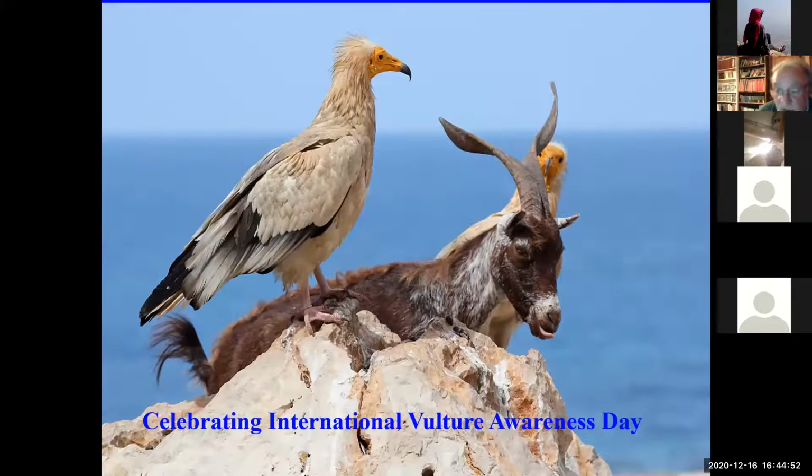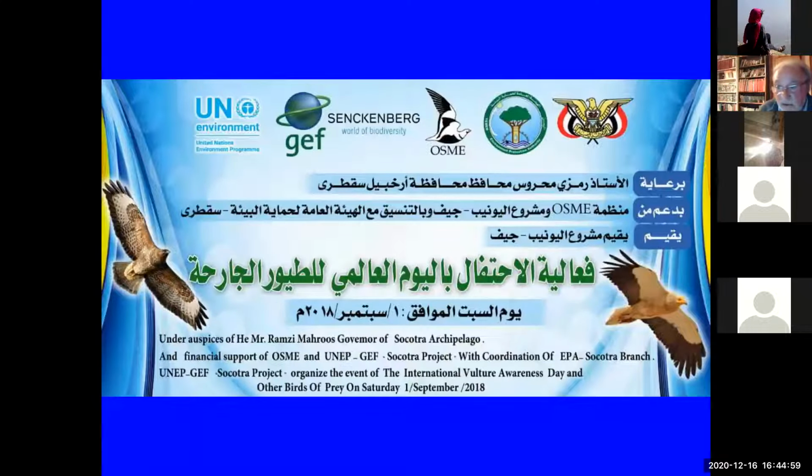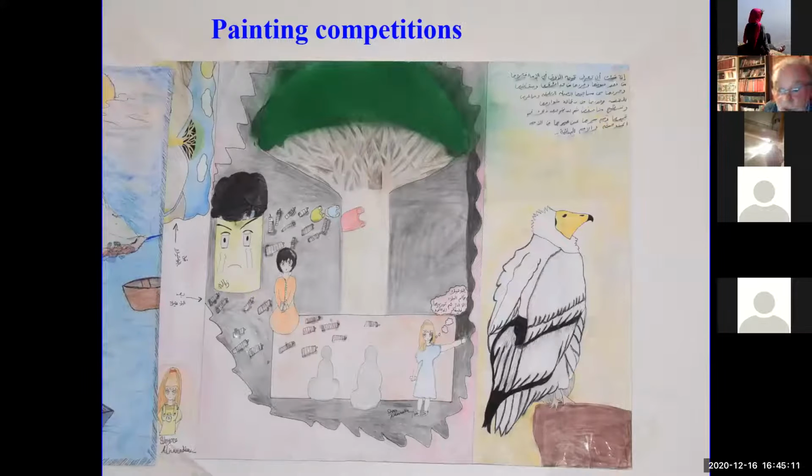They also ran events for celebrating the International Vulture Awareness Day, and these were supported by a number of organisations, the Ornithological Society of the Middle East included, as well as BirdLife International, and they had painting competitions. It's a wonderful drawing there of an Egyptian vulture and the sad-looking girl on the left-hand side, because of all the plastics and rubbish which are being thrown into the oceans.